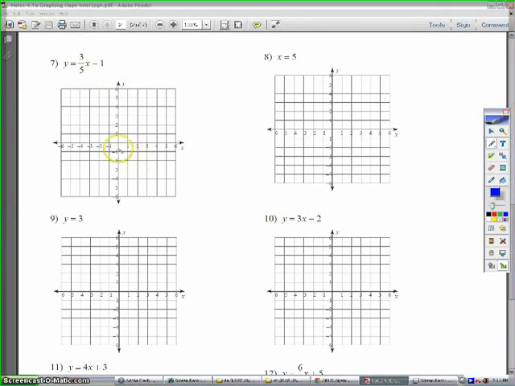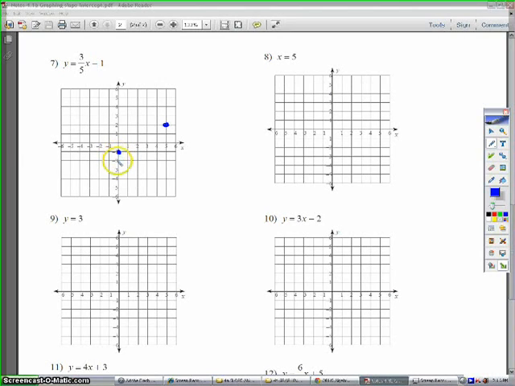Number 7 starts at -1, so I'm going to put my intercept at -1 on my y-axis. My slope is 3/5. That means I move up 1, 2, 3, and to the right 1, 2, 3, 4, 5, and I mark my next point. That's the next point on my line. I can't go up any further because I could go up 3, but I don't have 5 to run to the right. So I'm going to come back to my y-intercept and I'm going to go in the opposite direction.